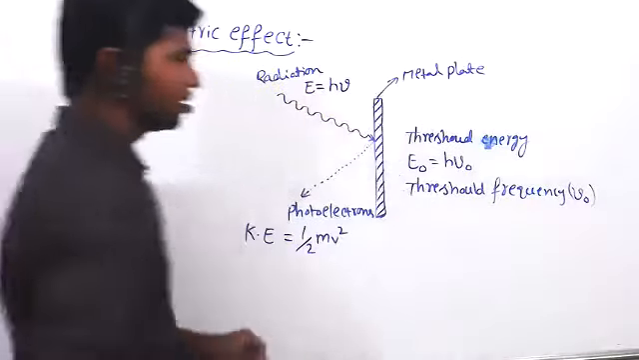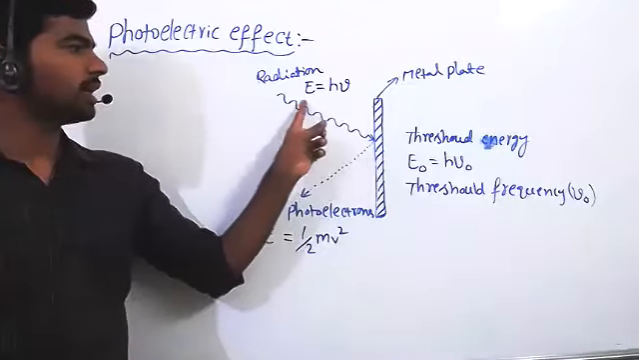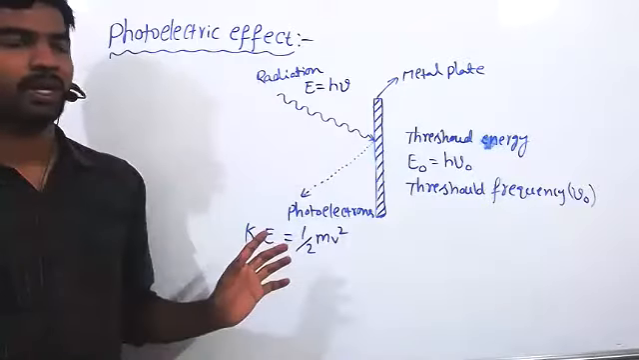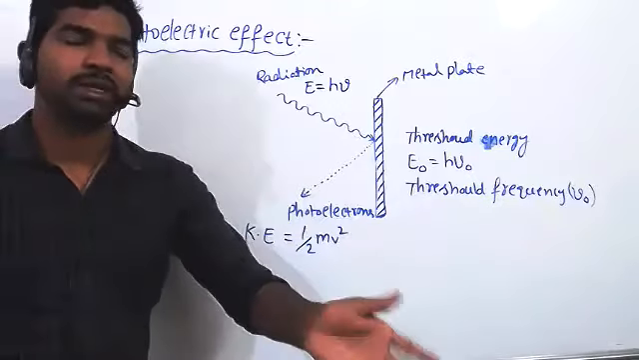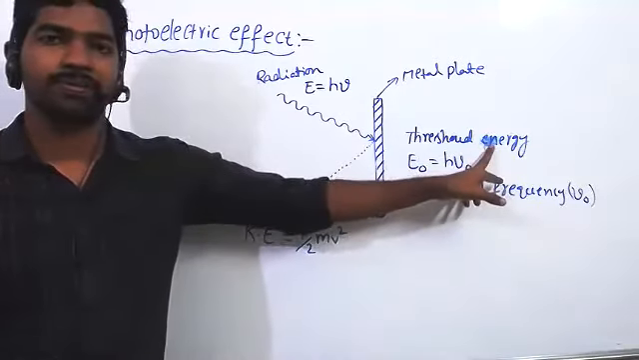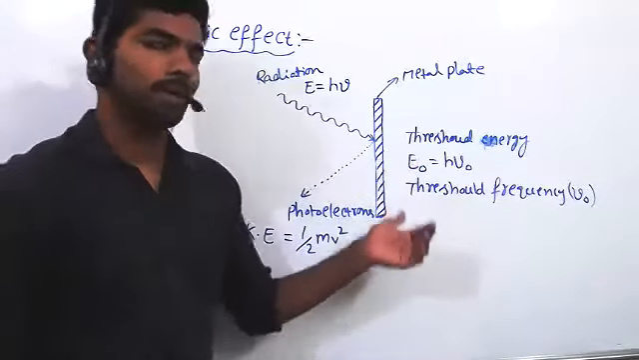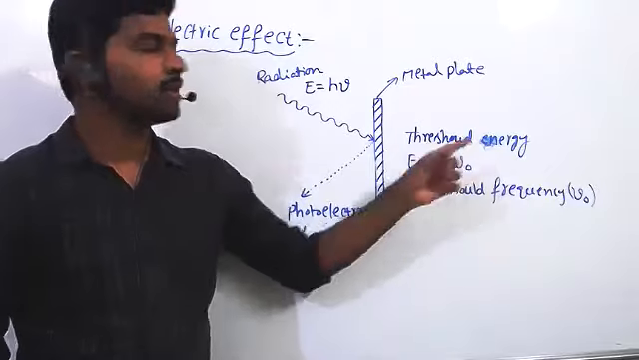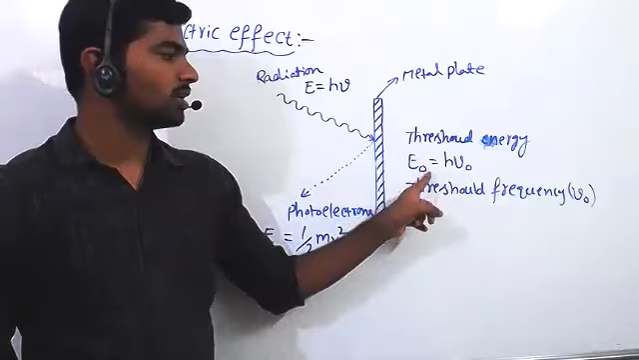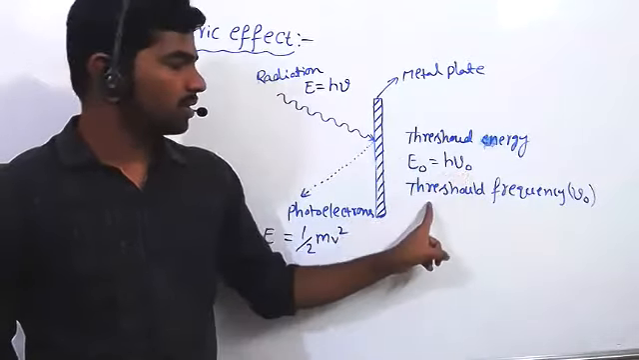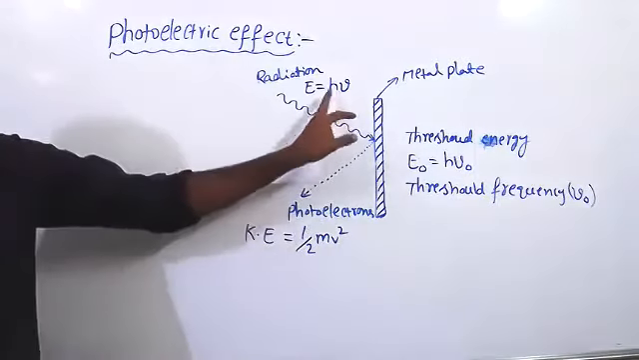See, some radiation we are allowing to fall on the metal plate. That radiation energy is E is equal to h nu, right? And to remove an electron from the metal plate, we must supply some energy to the metal plate. That energy we are calling threshold energy, the minimum amount of energy required to remove an electron from the metal plate. Same formula, E is equal to h nu, but here we write E naught. We need to differentiate. This is E, this is E naught, that is h nu naught. Here nu naught is the threshold frequency. Any doubt about this? E is equal to h nu.